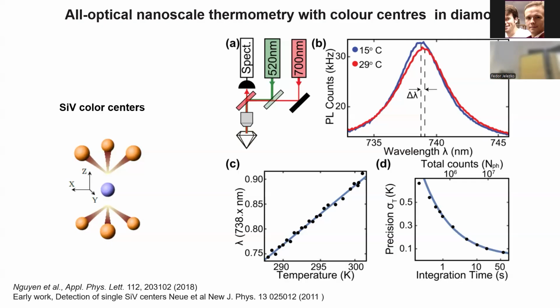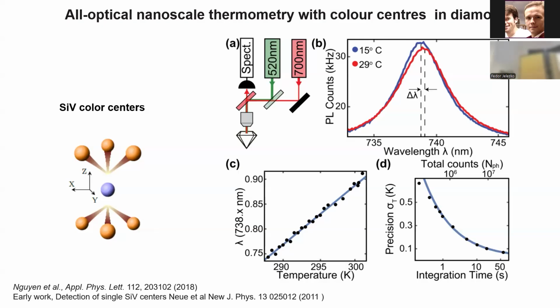You can also estimate temperature sensitivity by measuring accuracy in temperature sensing versus time. You see, here you get a precision of about a degree per second measurement time. With the NV centers and ODMR, we had a shift in the very last advanced measurements of about a line width per degree.